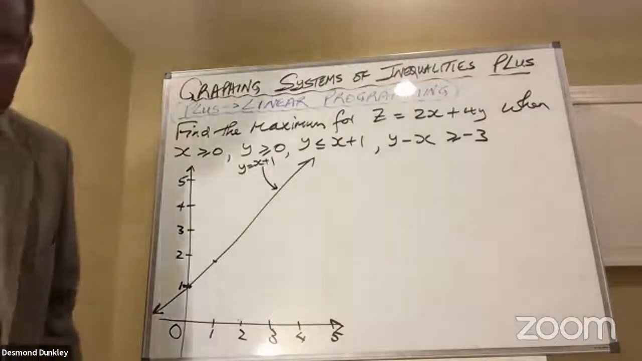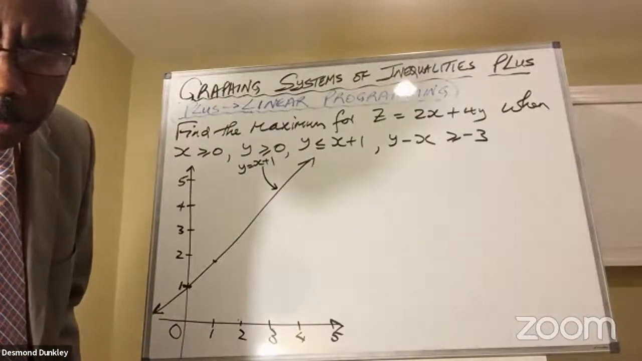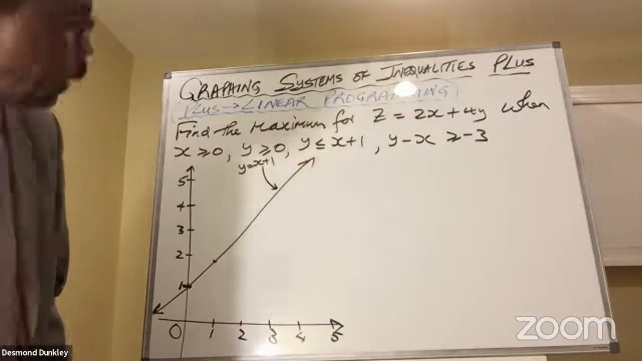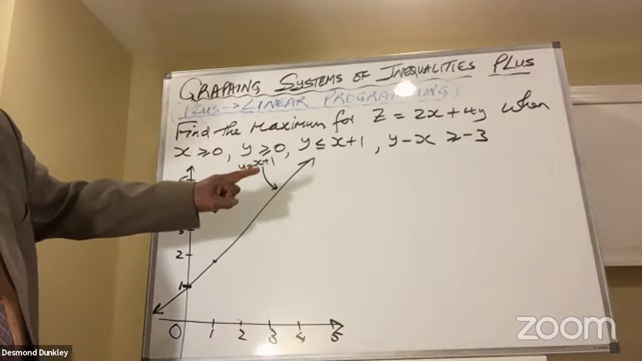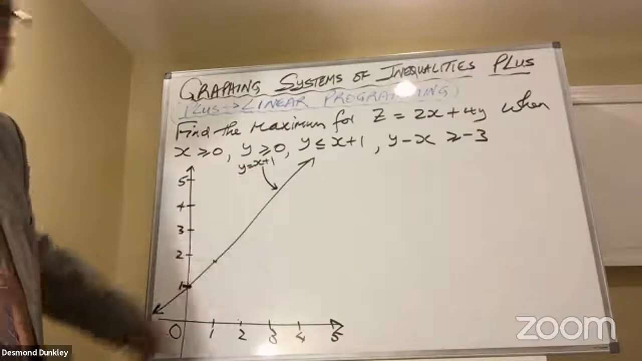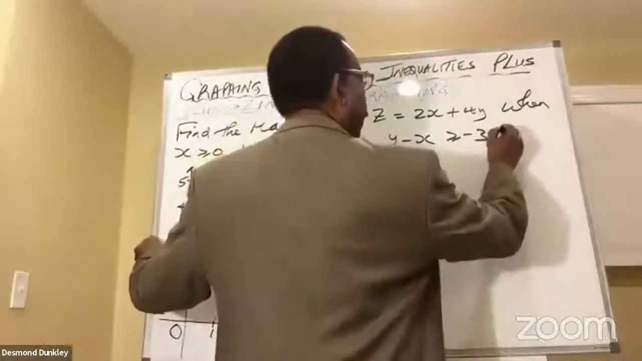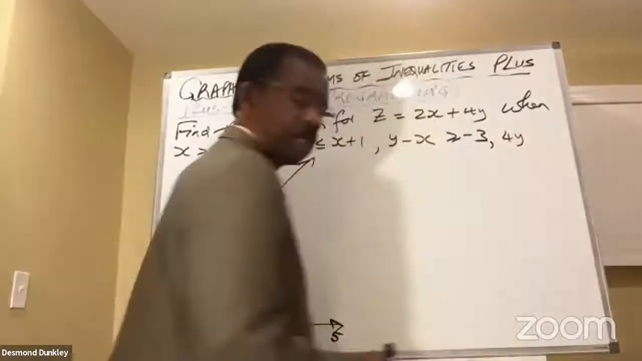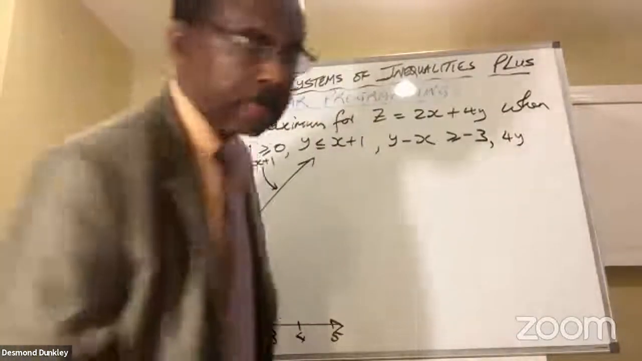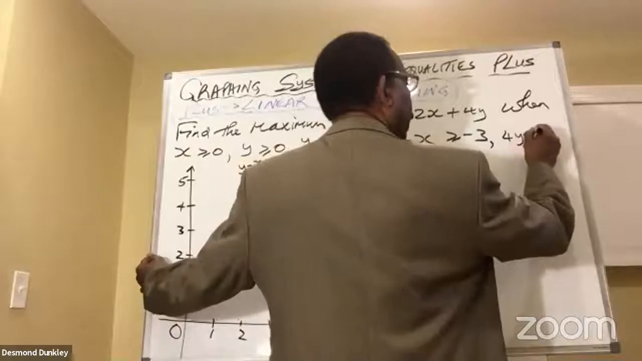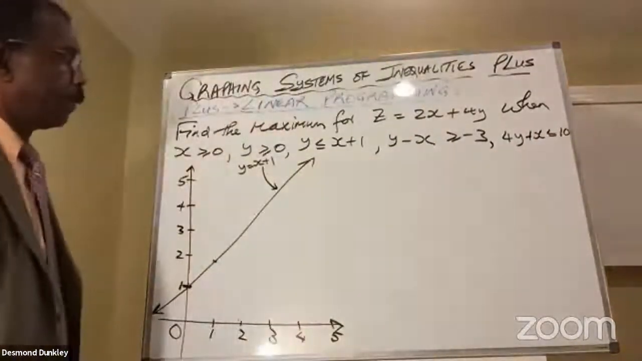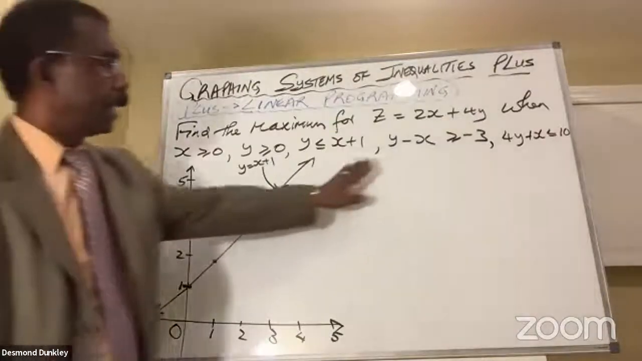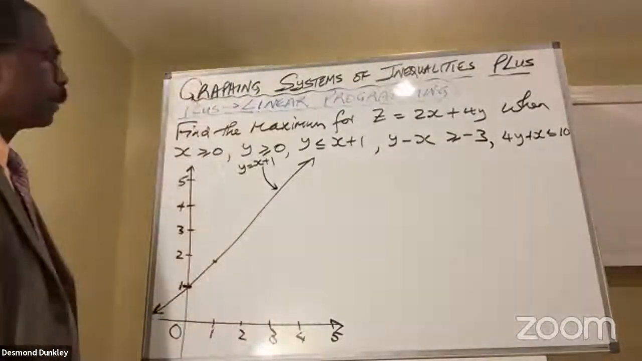And the next one, did I have 1, 2, 3? Oh, I missed one. And then another one is 4y plus x less than or equal to 10. Okay, this one is more involved. So let's go for this now.